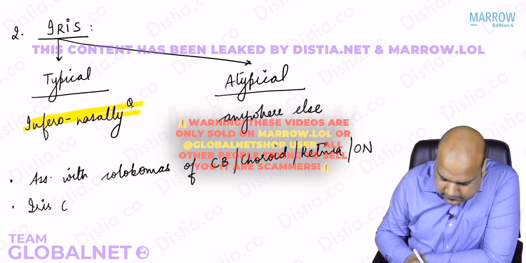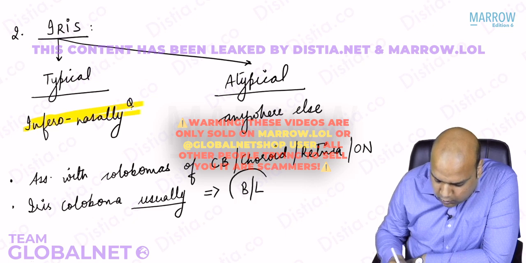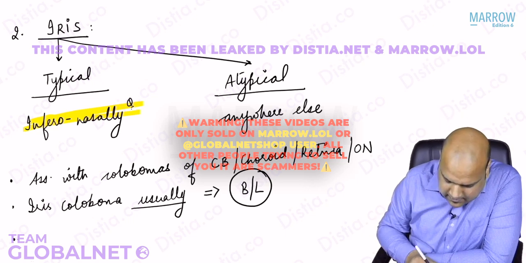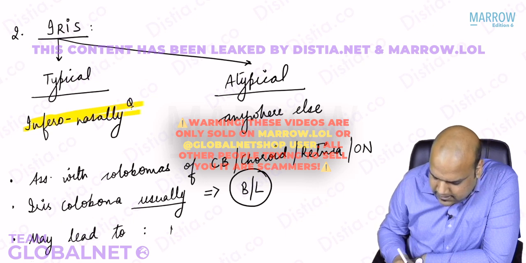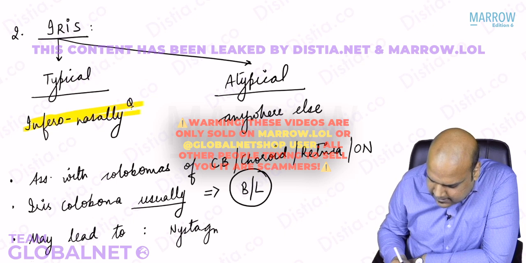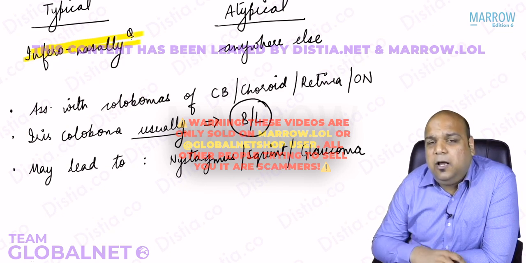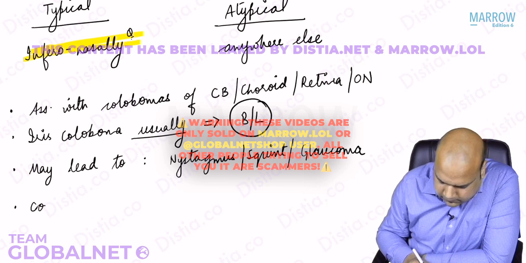Iris coloboma usually, again I am using the word usually, it is not the rule, but most times we see it bilaterally in both the eyes. Iris coloboma may lead to nystagmus as a complication, or it can lead to squint, or it can lead to glaucoma. So these are the three associated ocular complications. What does the patient complain of?